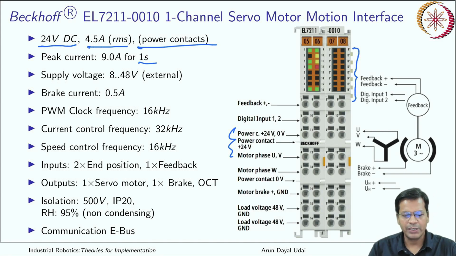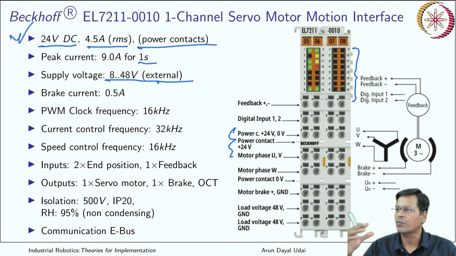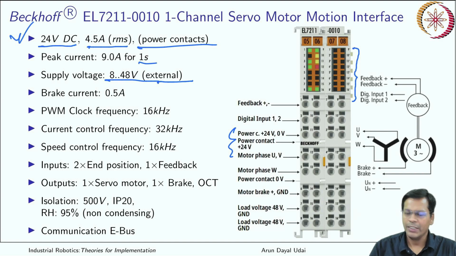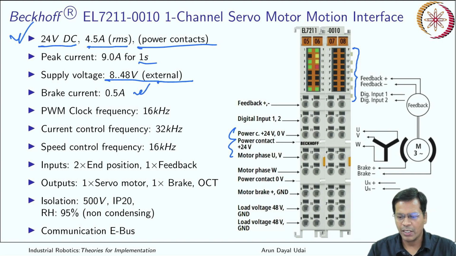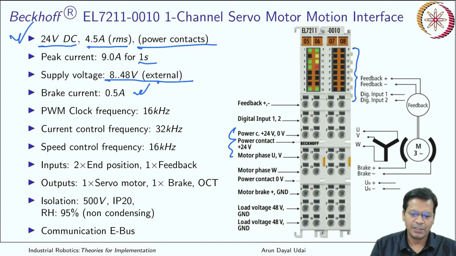Supply voltage can be anywhere from 0 to 48 volt. That is an external supply for the motor, whereas the 24 volt which goes here is not for the motor, it is for the control system. Brake current is something like this. Your motor may have a kind of brake shoe which holds your rotating shaft, which also uses electromagnets to energize. That can draw something like 0.5 ampere for this type of motor.